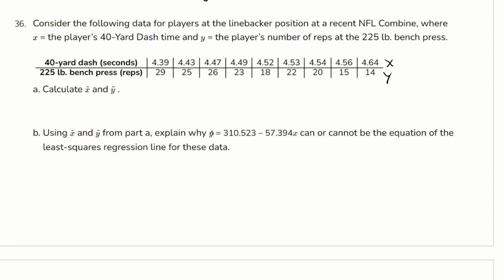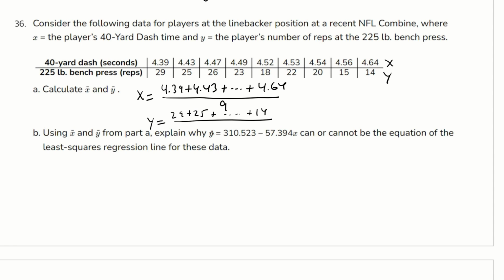So let's calculate x bar. x bar is equal to 4.39 plus 4.43 plus all the way to 4.64, divided by 2, 4, 6, 8, 9 players that we track data on. And y bar equals 29 plus 25 plus ... plus 14, divided by 9. We don't have to write down all the values, just a few. So here we get 4 point something.